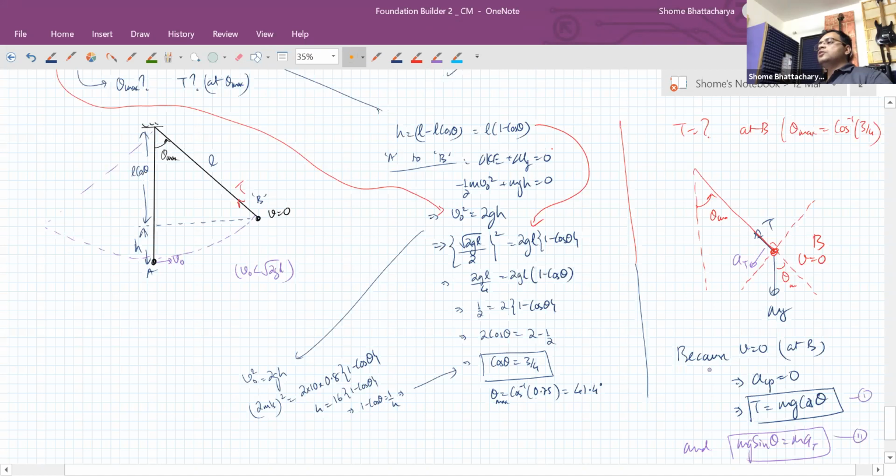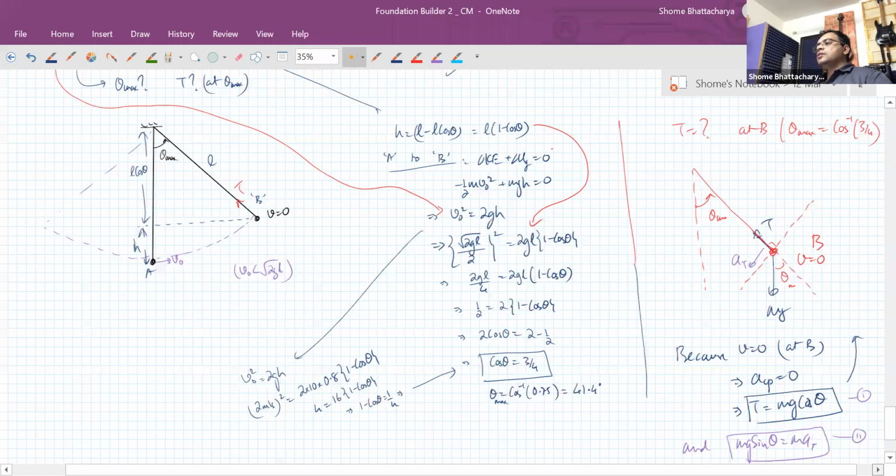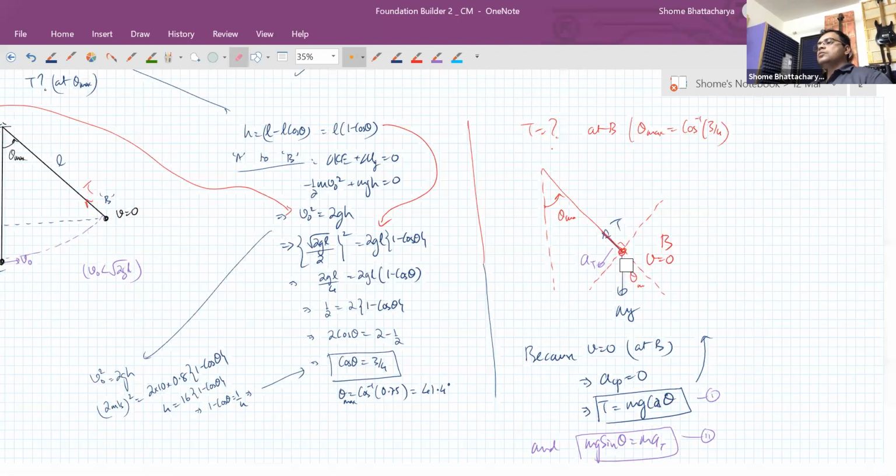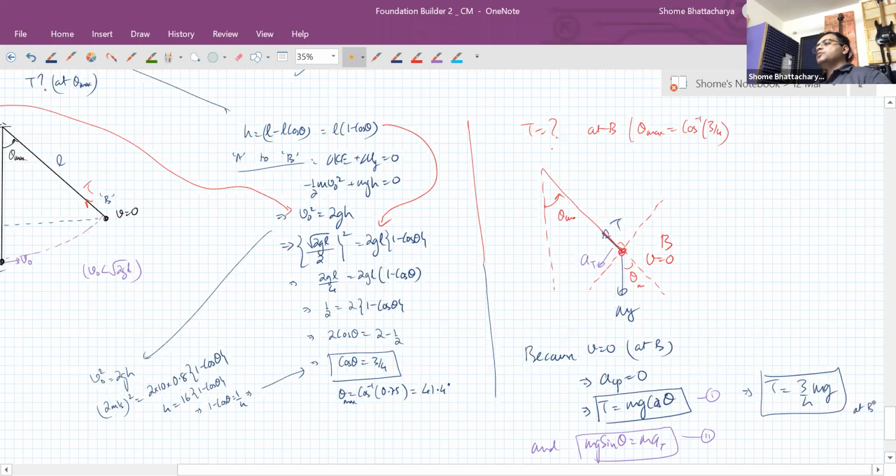So from the first one, you will get the value of tension. So theta is cos inverse of 3 by 4. So you can see that the tension at this point will therefore become 3 by 4 mg at the point B. And the tangential acceleration will be g sin theta, or g sin 41.4 degrees, whatever that value is, that will become the tangential acceleration.